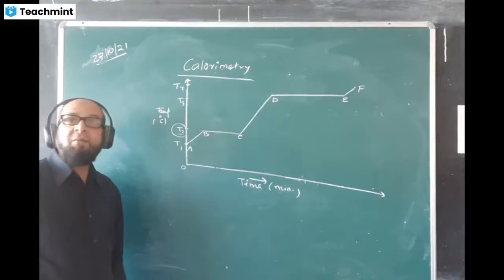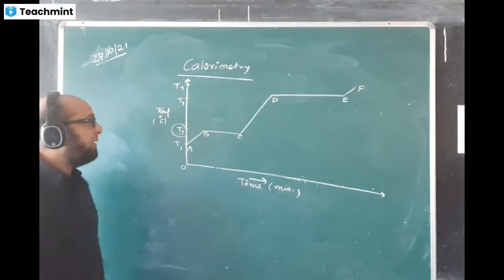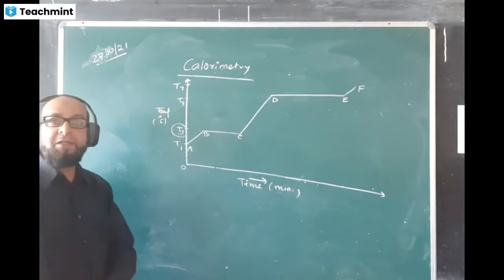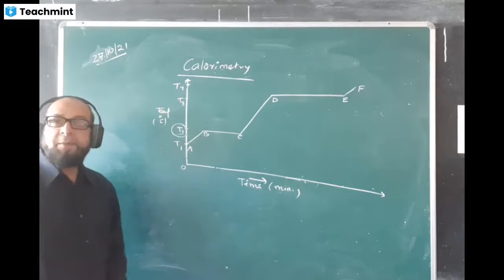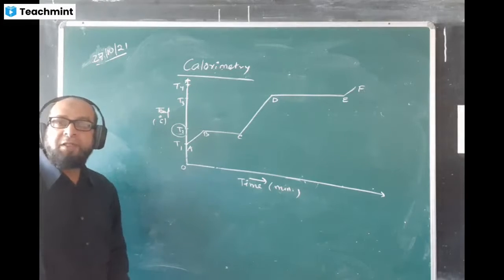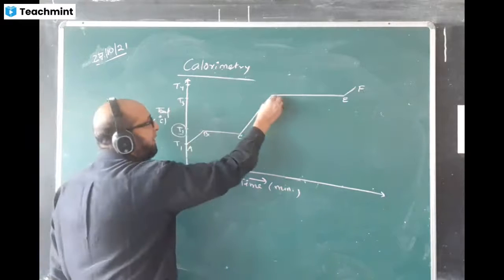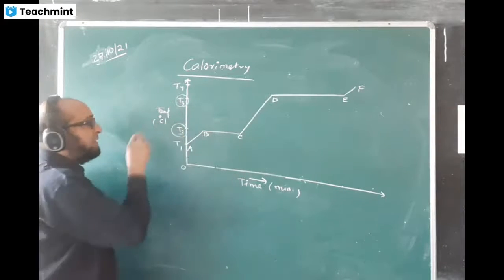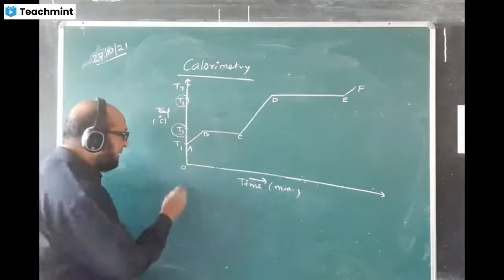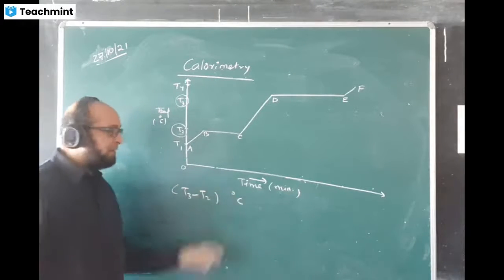Okay, what is the rise of temperature of the liquid? Liquid is from where to where? Which region represents the liquid state? T3 minus T2. This is from where to where the liquid is. Rise of temperature is T3 minus T2 degrees Celsius. Like this, T3 minus T2 degrees Celsius.